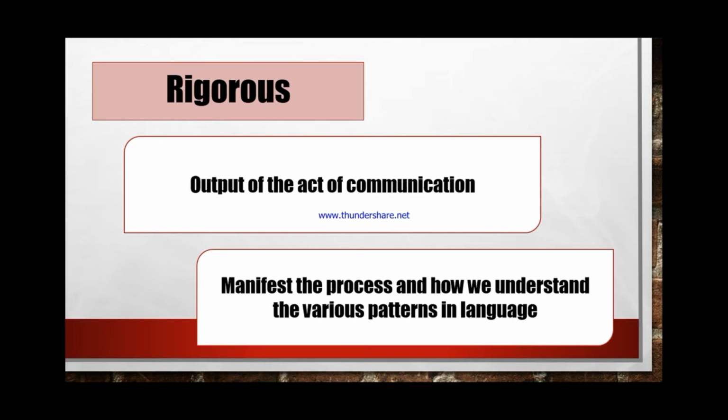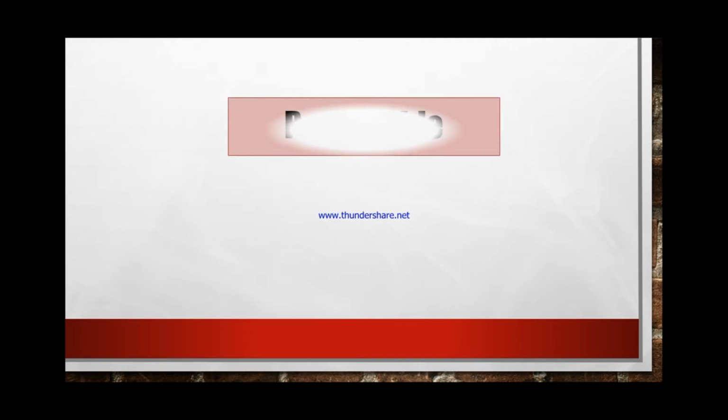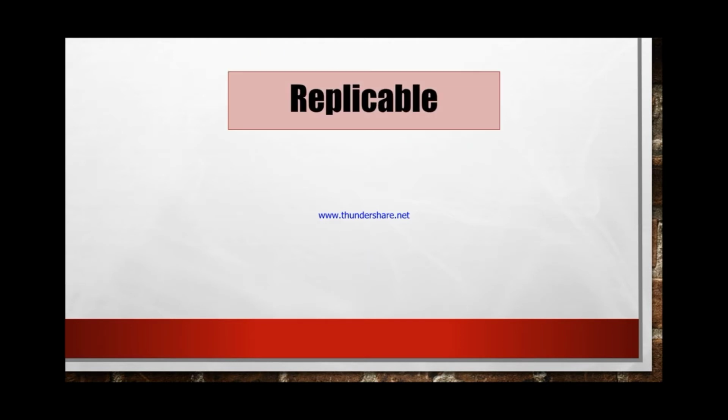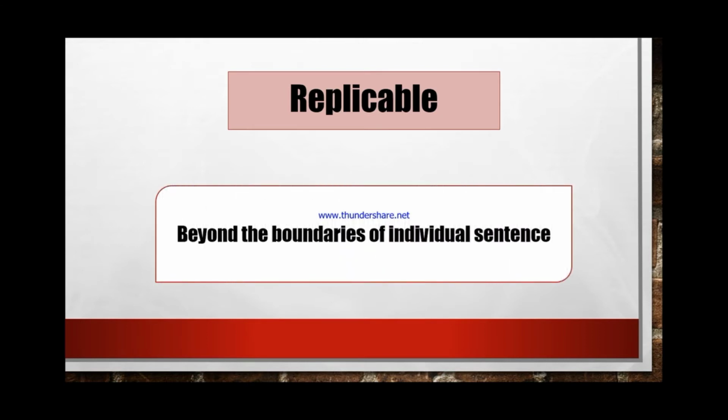Why do we say it is retrievable? It is a means of communication which may ensure the effect sought. This analysis is said to be organized. The definition is clearly stated, but because of different studies of stylistics, difficulty occurs in explaining the exact meaning. Why is it replicable? It does not mean that we imitate the works of others. It is beyond the boundaries of an individual sentence. Stylistics is the description and analysis of the variability of linguistic forms in actual language.